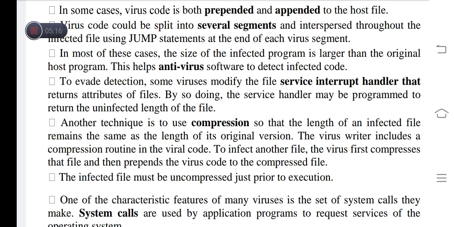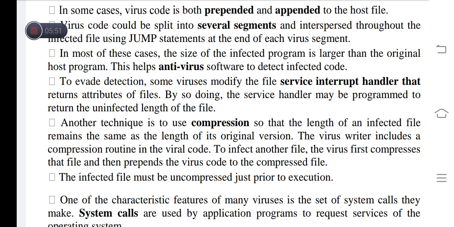Okay, so to hide the length of the actual file, it can reprogram the service handler so that it is not able to give the actual length of the original file. And the second method is it makes use of compression of the original file, then it prepends the virus code, so that the length of the infected file and the original file remains the same by using the compression technique. Okay, so that the antivirus may not be able to identify the infected file.